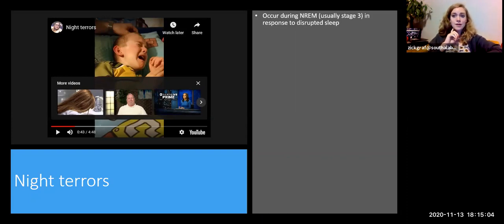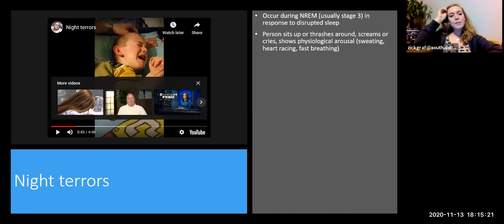So night terrors occur during non-REM sleep, usually stage 3, and they tend to happen when sleep is disrupted in some way. So in response to a change in sleep schedule, like an illness or something that disrupts sleep. Maybe in this kid's case, falling asleep with his glasses on, who knows? But what it can look like is just crying and hyperventilating like this, or it can be as dramatic as someone sitting up and thrashing around.